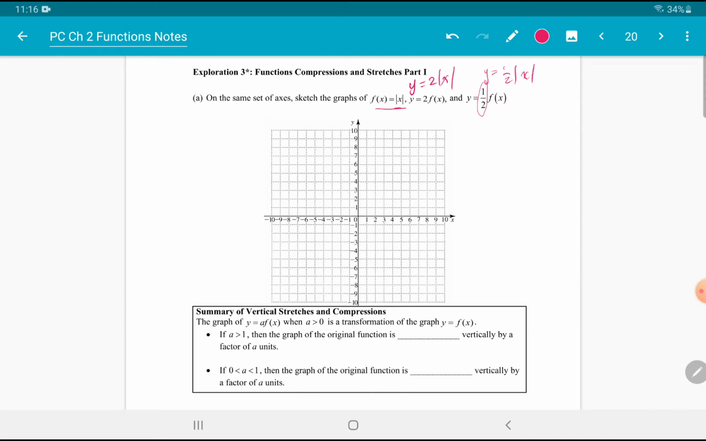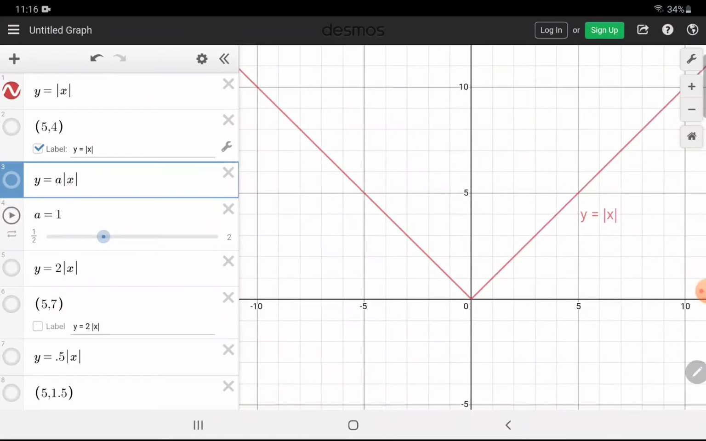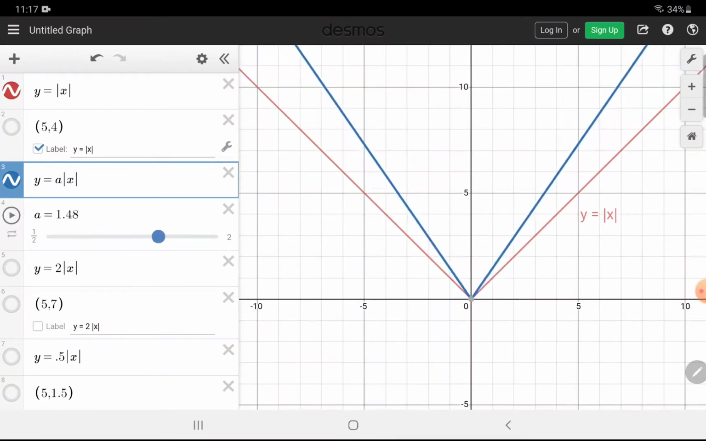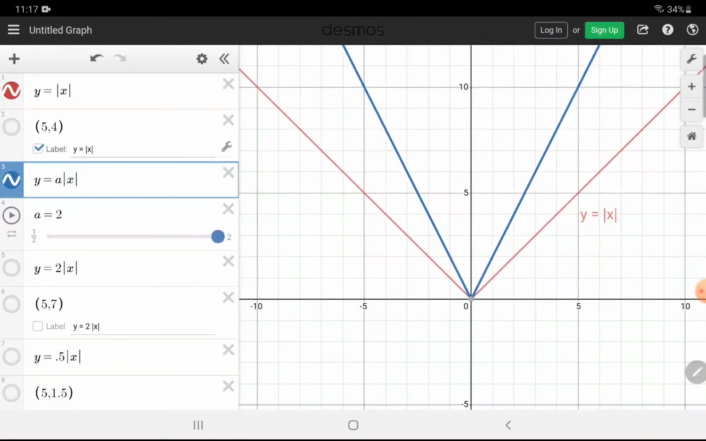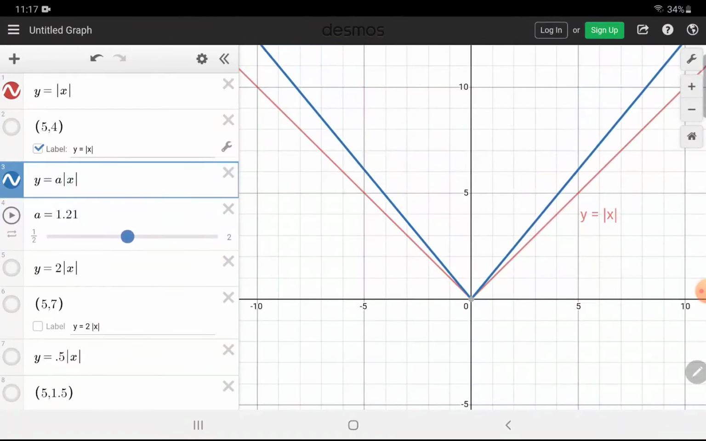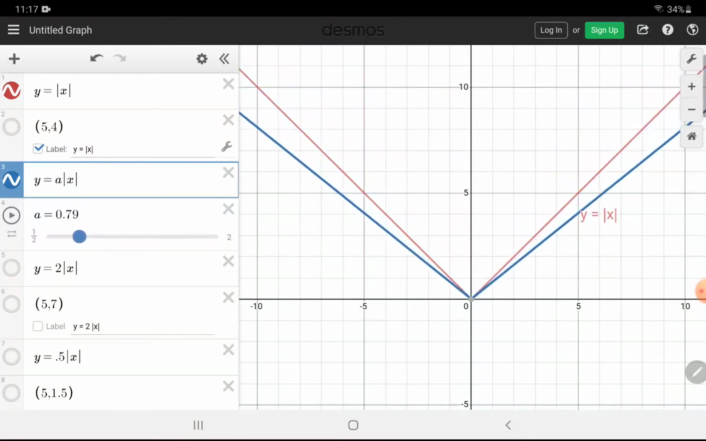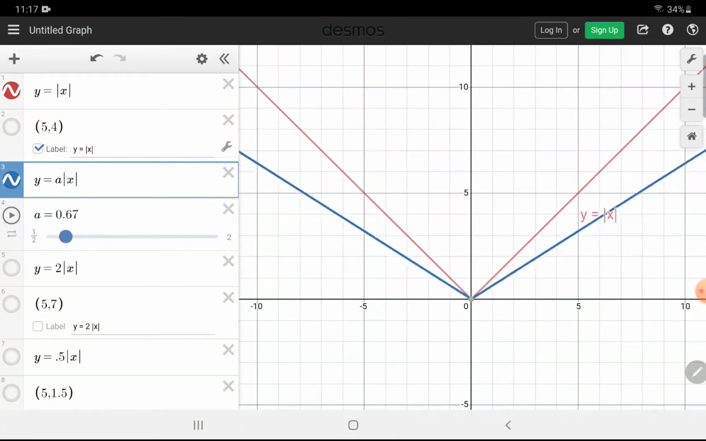Let's take a look at how those graphs are related to each other. So here we have our parent function y equals absolute value of x. And what we're going to do is transform our graph by applying the a value. As the a value changes, let's go from an a value of 1 and let's go higher to an a value of 2. Notice what the graph is doing. And then as we bring it back down, let's now go to an a value of 1/2. Notice what the graph is doing.